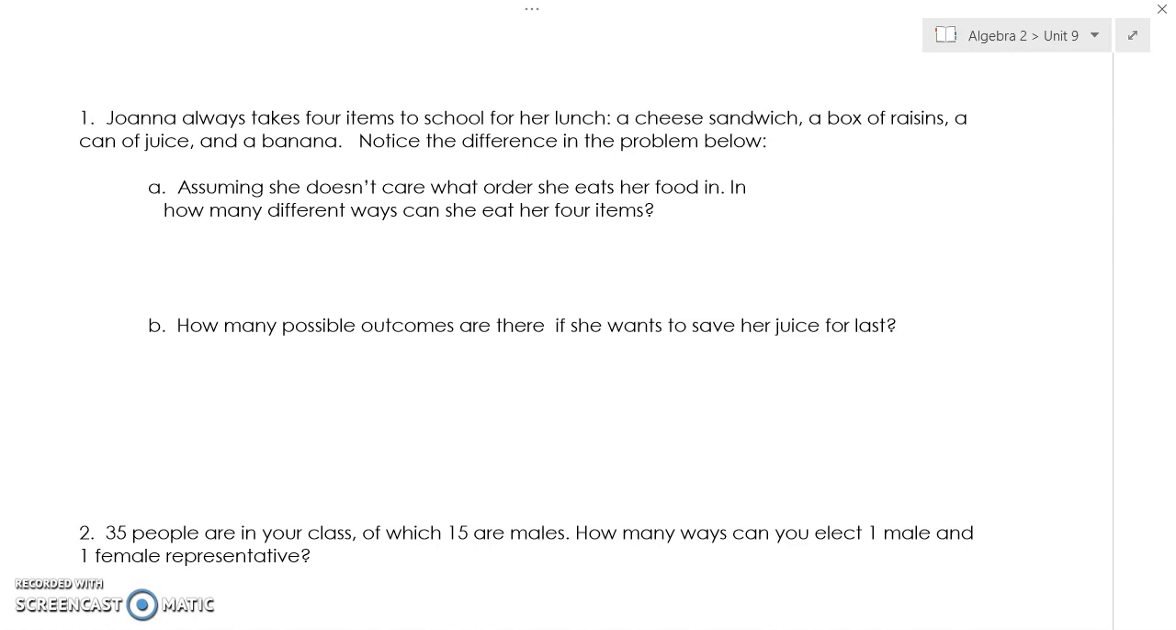Alright, so she has 4 items and she's eating all of them. So I'm going to have 4 different spaces. We have a cheese sandwich, item number 1, a box of raisins, item number 2, a can of juice, item number 3, and a banana. That's 4. So we have 4 options she can choose from. Okay? Now, let's say she chose to eat a banana. Well, if she eats the banana, now she has 3 options left for the second spot. And then once she chooses something, let's say she drank her can of juice, well, now she has 2 options.